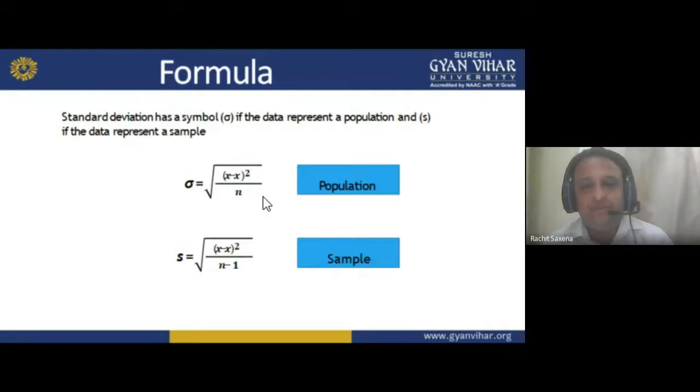Okay, I hope you understand. For the population, meaning more values, so many readings you have, we use the previous formula: square root of the sum of (x minus x-bar) whole squared upon n. If I talk about the sample, meaning one specimen, one sample, then I use the sum of (x minus x-bar) whole squared upon n minus 1. I hope you understand about the formula.